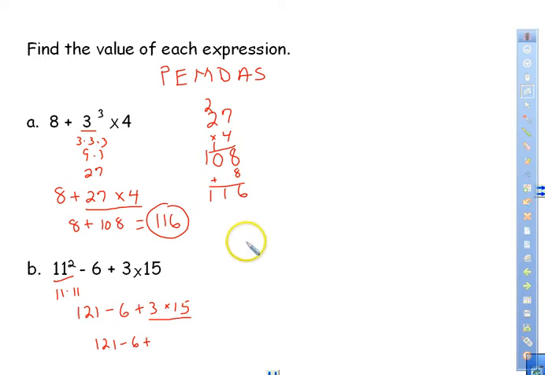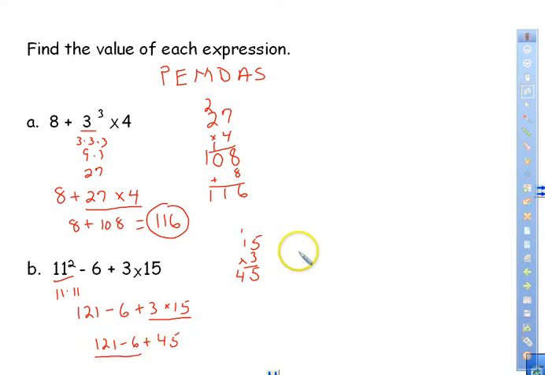Okay, so then we can go over here, 15 times 3, and we get 15, carry the 1. 3 times 1 is 3, plus 1 more is 4, so we get 45. Now we have to work left to right, adding or subtracting. So in this case, we are not adding first. We must work left to right.